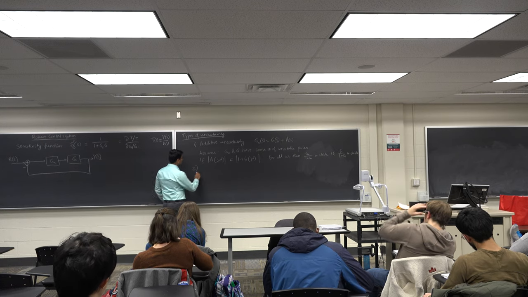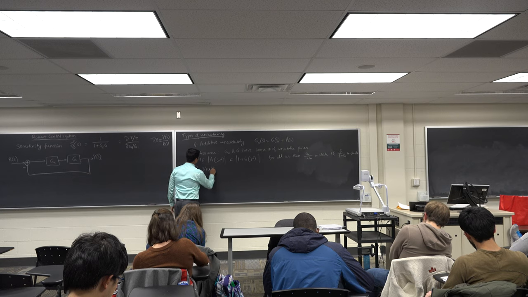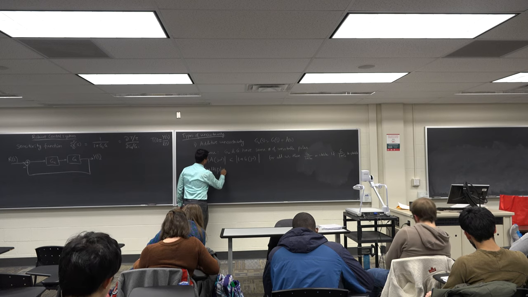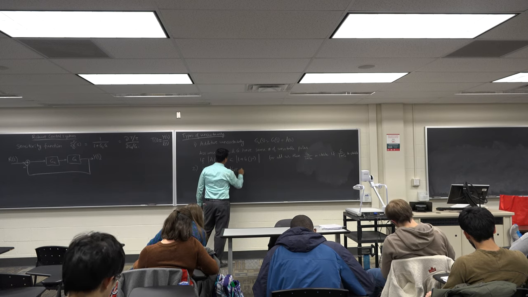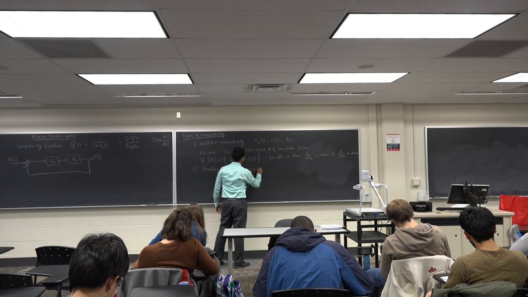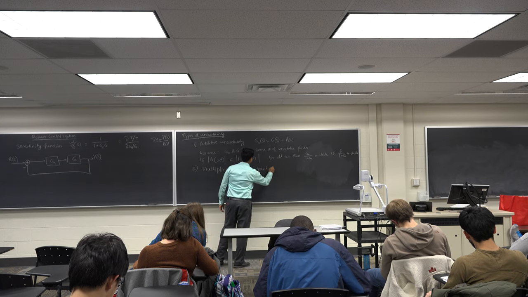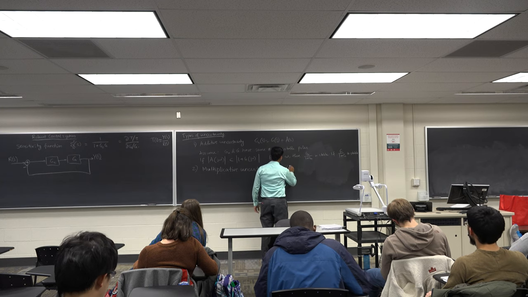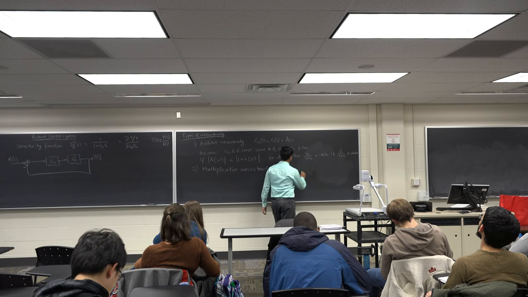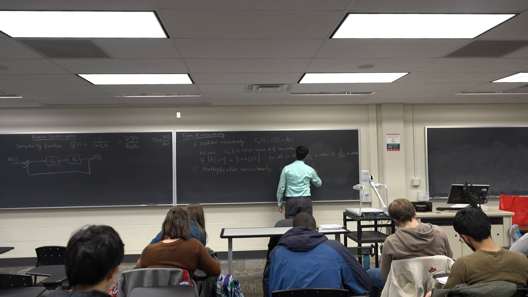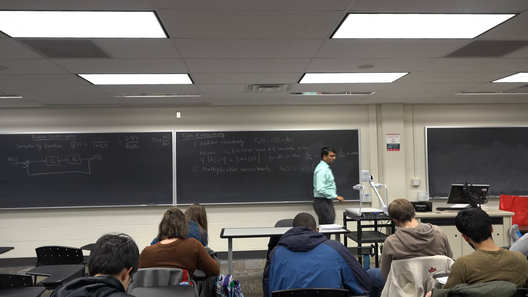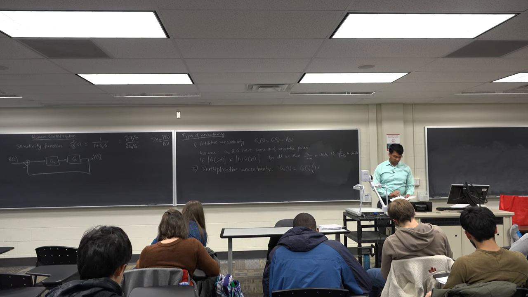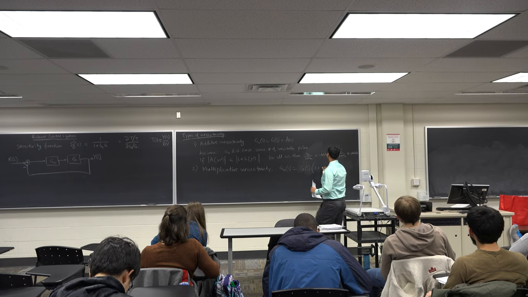Then the second kind of uncertainty is multiplicative uncertainty, where the actual system transfer function is the nominal transfer function times 1 plus M of S.